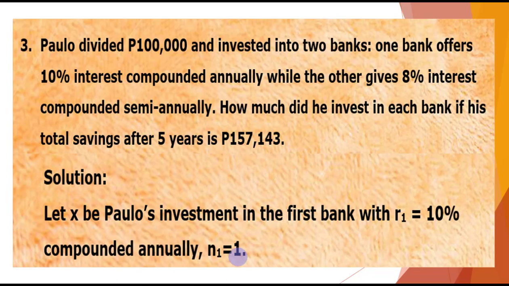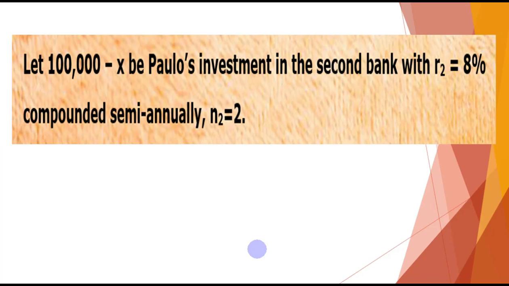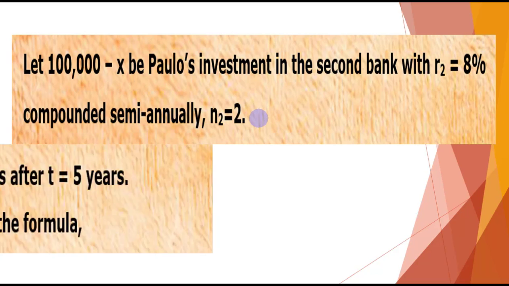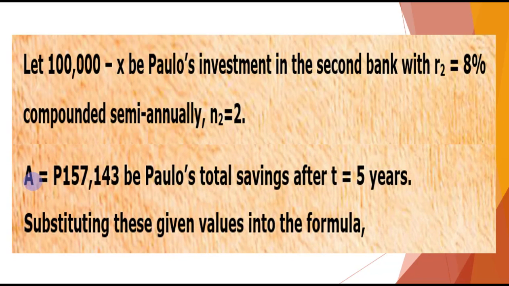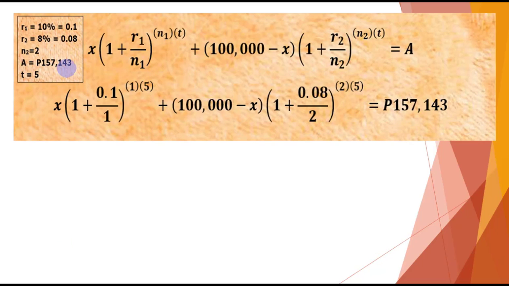annually. Let's call N sub 1, 1. There is only one compounding period in 1 year, so N equals 1. And let 100,000, the total amount of investment, minus X be Paulo's investment in the second bank with R sub 2 equals 8% compounded semi-annually, in this case twice a year, so N sub 2 equals 2. And A is given to be 157,143 pesos. This is the total savings after 5 years of Paulo. Substituting these given values into the formula, we have the principal amount which we do not know on the first bank.